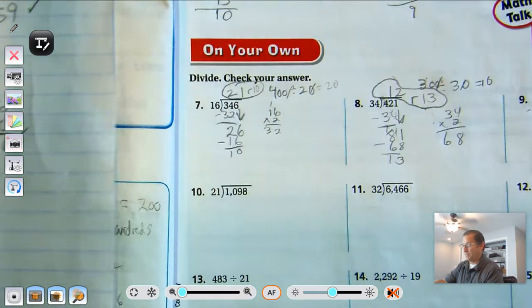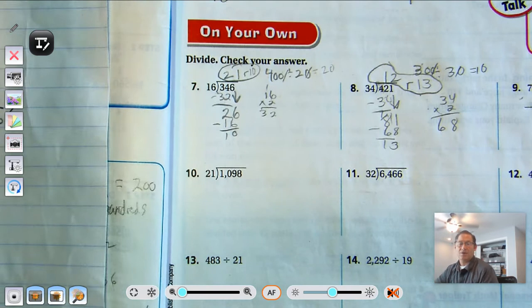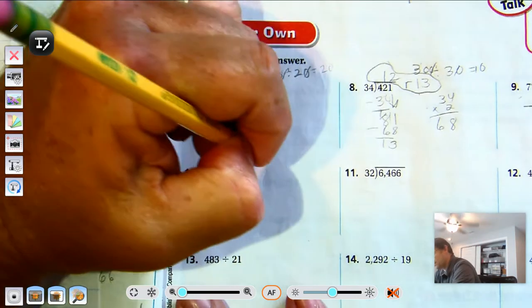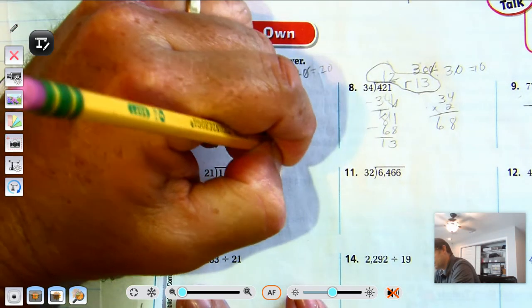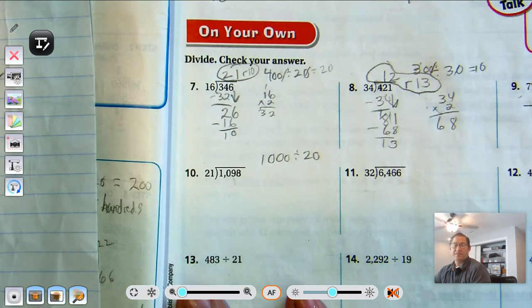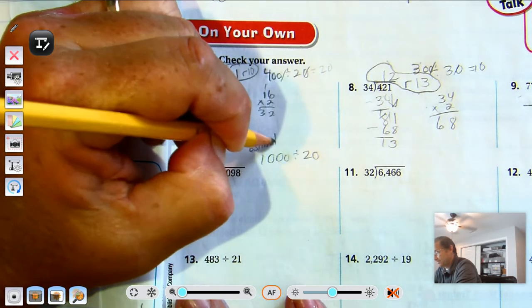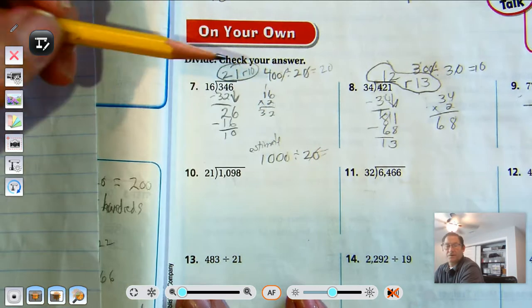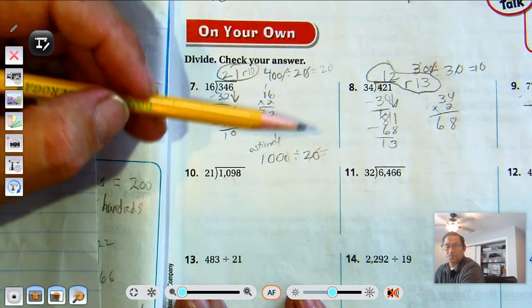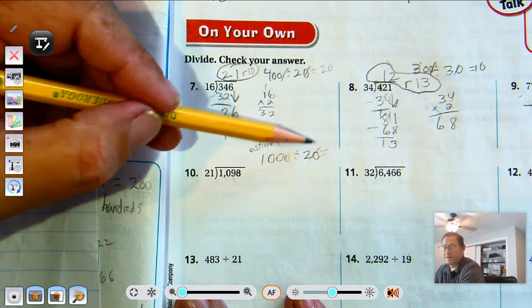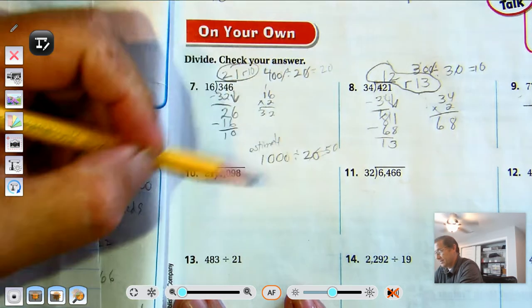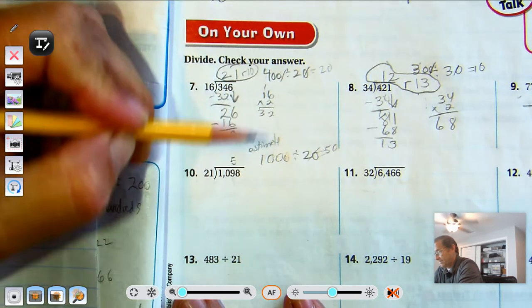All right, number 10. 1,098 divided by 21. So my estimate would be 1,000 divided by 20. Eliminate the end zeros. 100 divided by 2 is 50. All right, so let's try that. 5 times 21.